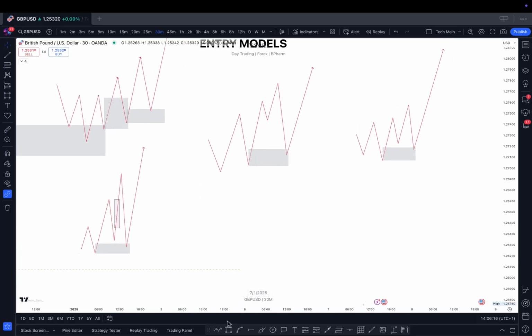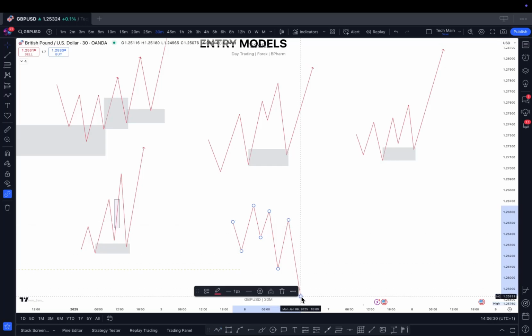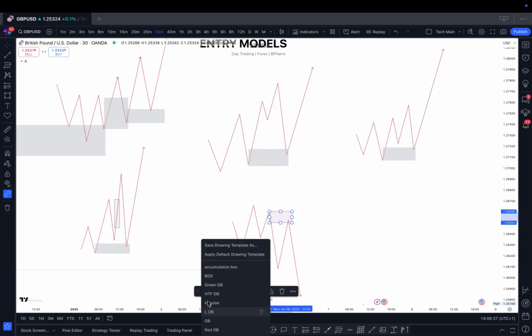Okay, and then the last one is the shifts, right? Everybody is very, very aware of the shifts. Shift is a very powerful entry model. We have the failure swing, then price breaks, not just this low, but this low, right? Before price comes back and then boom. So this particular one is also a very, very strong entry model.